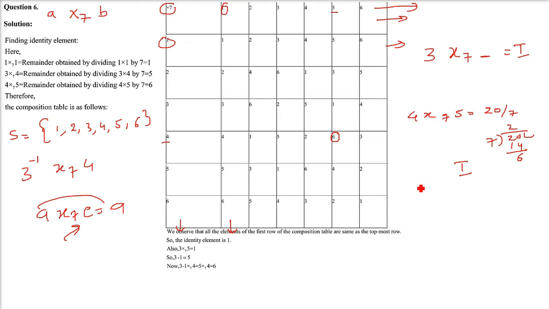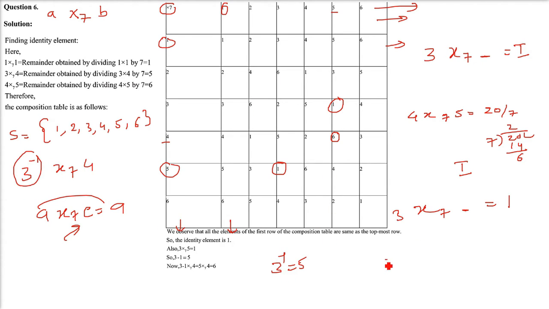Okay, now identity we got. So the inverse, first the inverse of 3. Operation of ×7 with a certain value that is going to give you 1. That will be the 3 inverse. So what value in the 3 column or 3 row is 1? 5. When we operate 3 with 5, you get 1. So the inverse of 3 is 5.